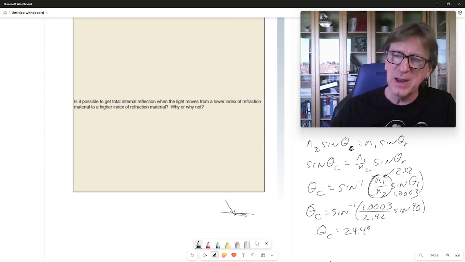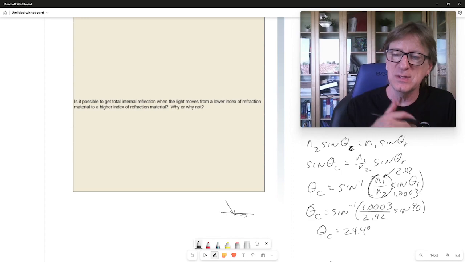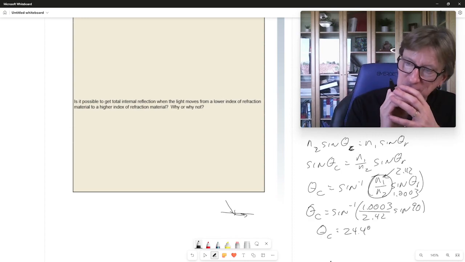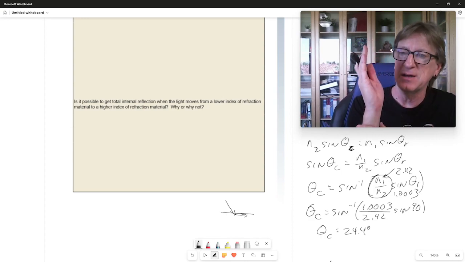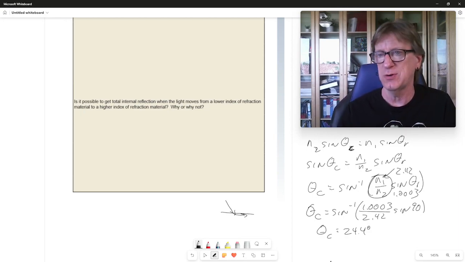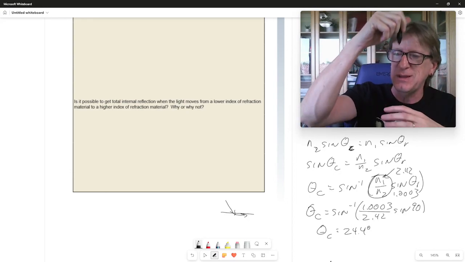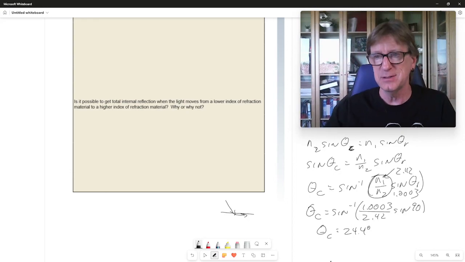And think about how that is. What you need is for the light to be coming from inside the material to outside. That will give you total internal reflection, but you will never get total internal reflection coming from outside, from air, lower index of refraction, to inside.